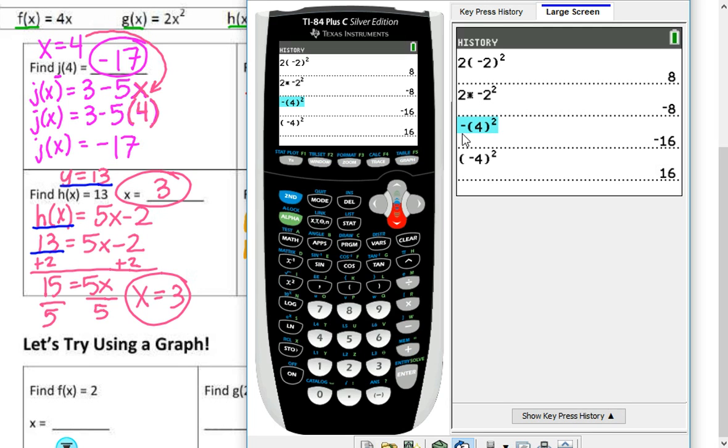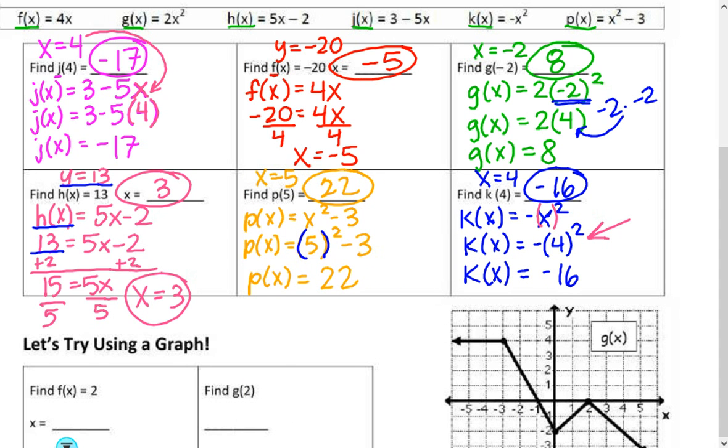So I did the negative on the outside. I only replaced my variable with the parentheses and the number. So -16 is the correct answer for this one. Alright, if you typed it in your calculator this way, you would have got +16, which is the wrong answer. So again, be very careful how you're inputting these things into the calculator.